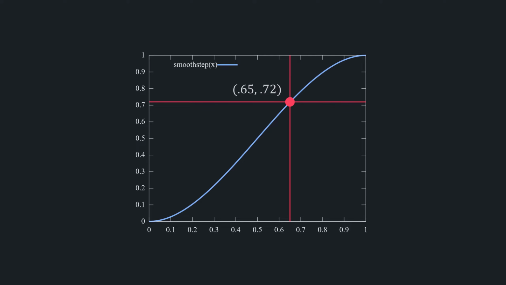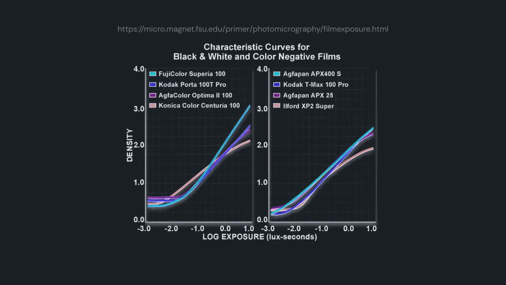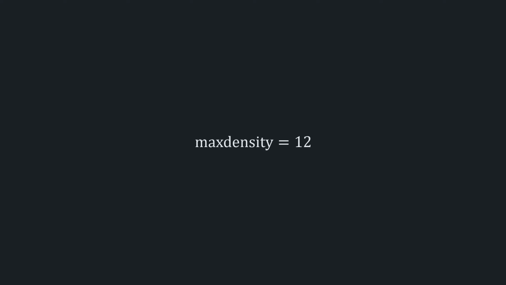We're one multiplication away from calculating the final density value. That's because different types of film have different maximum densities. Let's set our fictional pixel's maximum density to 12. 12 times 0.72 is roughly 8.7. So that's it. That's the density of the exposed grains in our pixel.